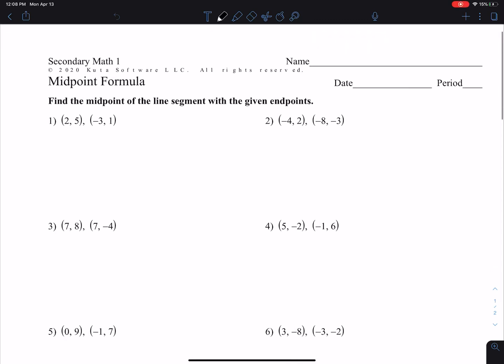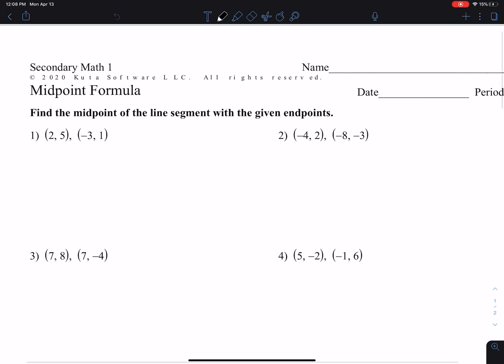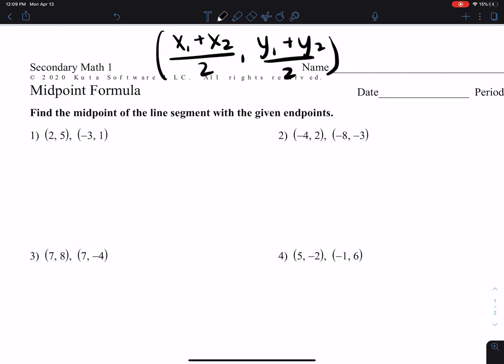Okay, this video is to help you with the midpoint formula homework. So in the video I had you watch, the midpoint formula is x1 plus x2 divided by 2, and then we have y1 plus y2 divided by 2. So we just add our x's together, divide by 2, and then we add our y's together and divide by 2, because we're trying to find the middle of these 2 points.